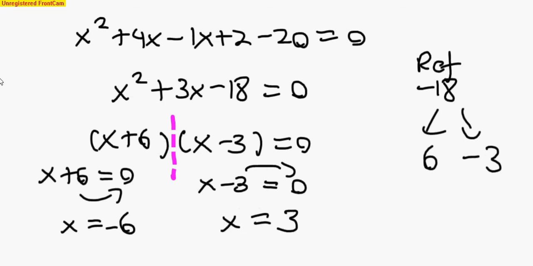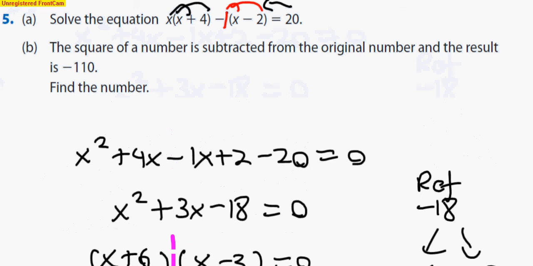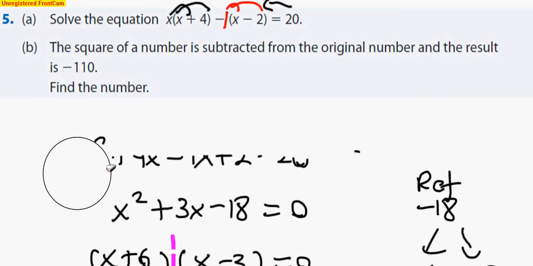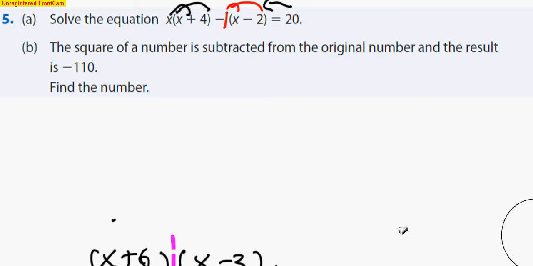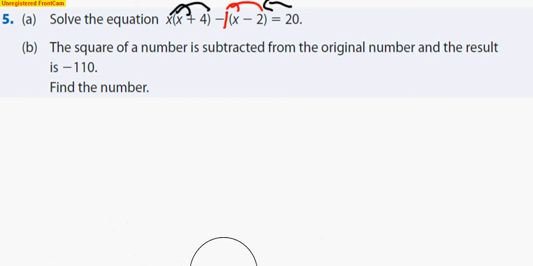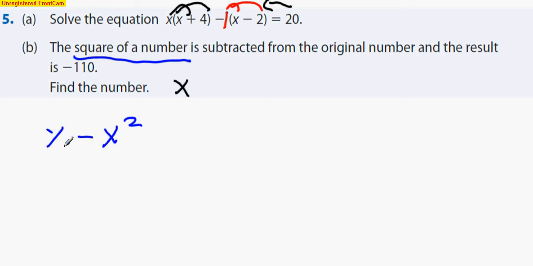Now, the square of a number is subtracted from the original number and the result is minus 110. Find the number. Okay, the number is x. The square of the number means x squared. It's subtracted from the original number, so you took this away from the original number, which is x. The answer is minus 110.